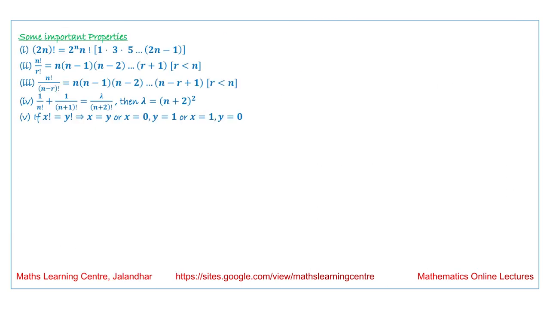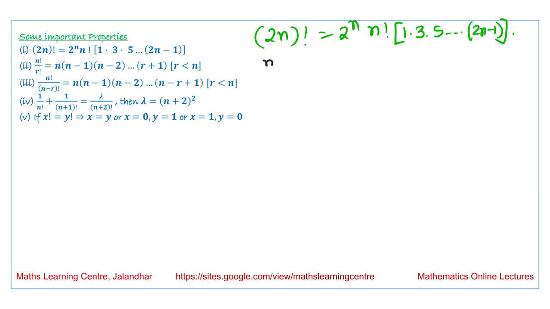So we have listed some important properties over here. The first property we have already seen: 2n factorial is equal to 2 raised to the power n into n factorial into 1 into 3 into 5, the product of the odd terms less than 2n.